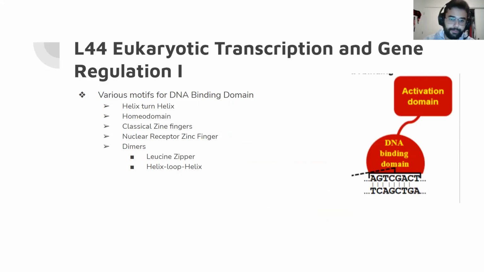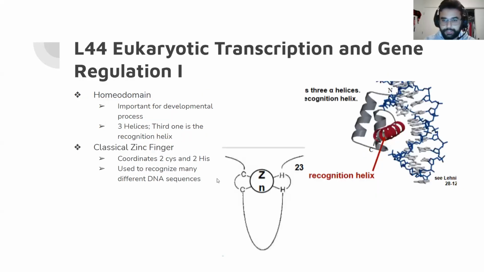Before that, we have to talk about the DNA binding domains and the activation domains. So this is just a general schematic of what a transcription factor is going to look like. Right now we're going to be focusing on this DNA binding domain. These are the different ways that we can bind to the DNA. We have our helix-turn-helix, our homeodomain, classical zinc fingers, nuclear receptor zinc fingers, and our dimers, which are our leucine zipper and our helix-loop-helix.